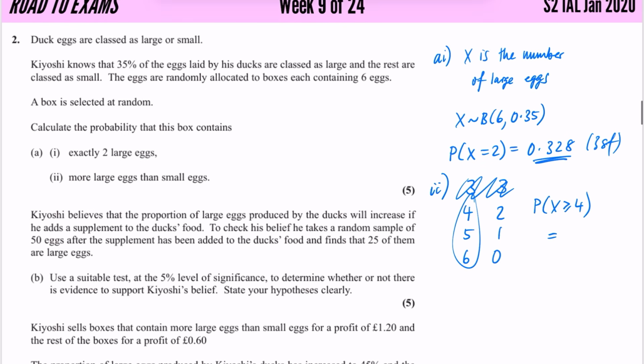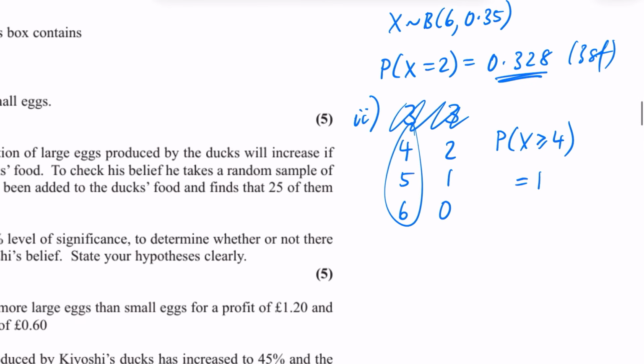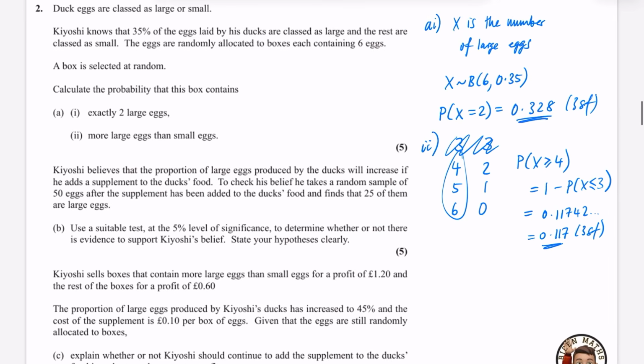Now, if you have the ClassWiz calculator, you're going to have to calculate this by doing 1 minus the probability that X is less than or equal to 3, because it can only do less than or equal to on the cumulative distribution. That's the CD part. But I do have the graphics calculator, so I'm just going to go straight into calculating greater than or equal to 4 to save us a little bit of time. So greater than or equal to 4 is 0.11742, or 0.117 to 3 significant figures.